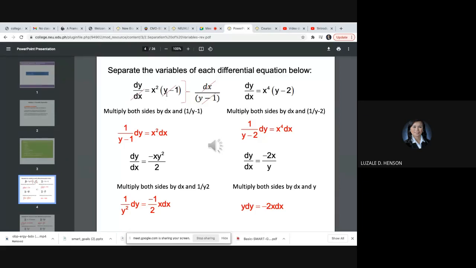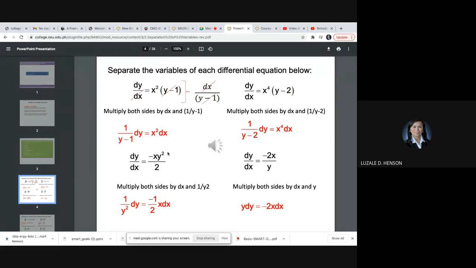So, parang ganito lang din, no? Nagbago lang yung squared, naging to the fourth. Itong y minus 1, naging y minus 2. But the process is the same. So you can check that. And this is the answer. This one, again, multiply both sides by dx over y squared. Yan. Kasi ang y squared na yan, tatanggalin mo.